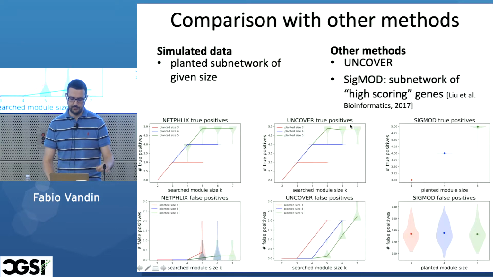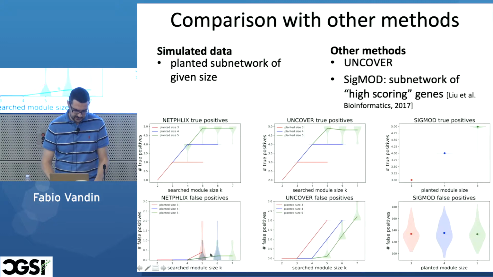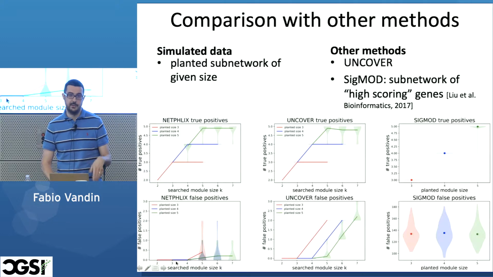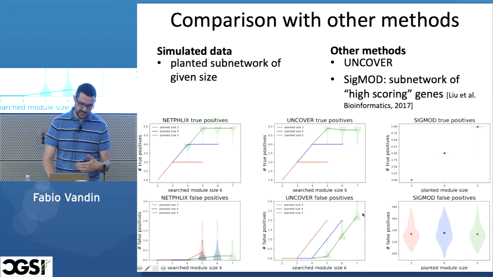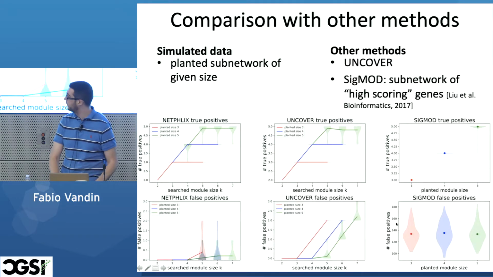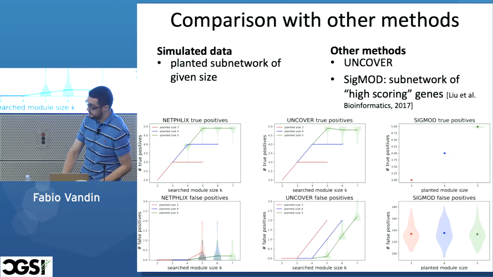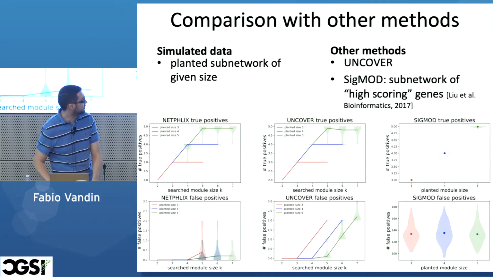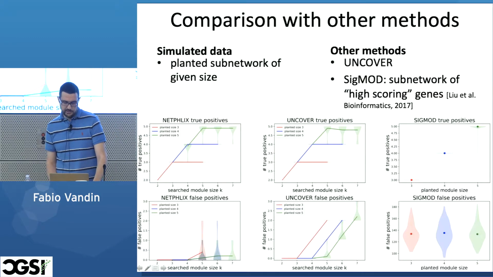Okay, so what we obtain is that all three methods are actually good at identifying the true subnetwork associated with the target profile. But if you look at the false positives from the three methods, they are very different. In particular, Netflix has a low number of false positives, Uncover has a higher number of false positives, and Sigmod has a very high number of false positives: if you look here, the average number is around 130. Okay, so Netflix, at least for simulated data, works well.